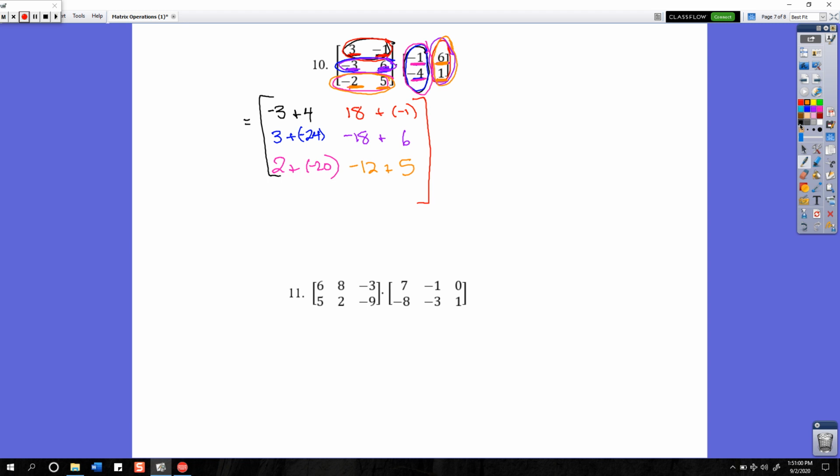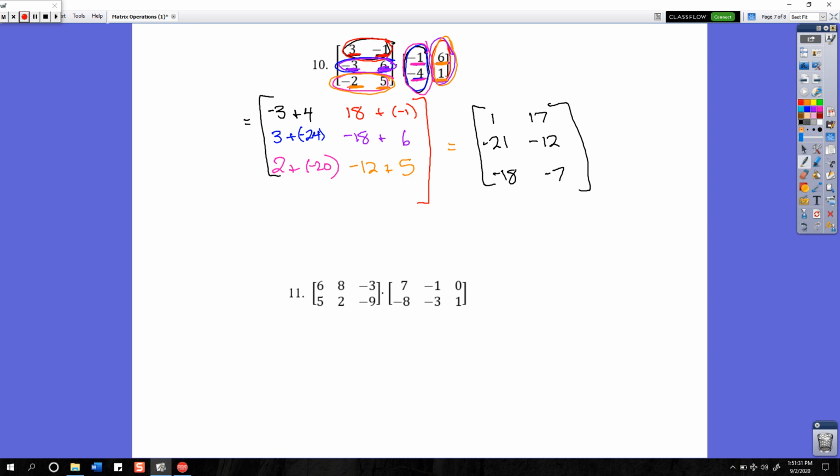Now my last step is just doing that addition. So, negative 3 plus 4 is 1. 18 plus negative 1 is 17. 3 plus negative 24 is negative 21. Negative 18 plus 6 is negative 12. 2 plus negative 20 is negative 18. And negative 12 plus 5 is negative 7. And there is my answer.